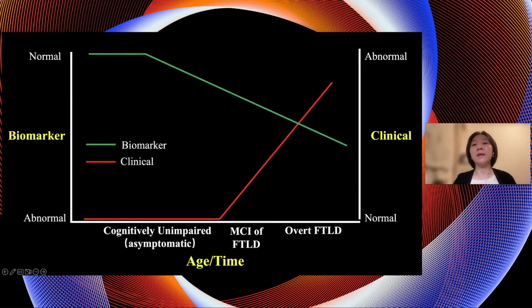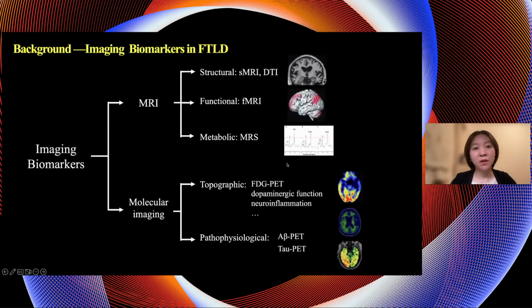In the hypothesis, we can see that in FTLD mutation carriers, the biomarkers we mentioned here in the red lines and the green lines will change ahead of the clinical symptomatic onset. So this time window gives us an opportunity to study or treat this disease, even from the normal to the abnormal during disease progression.